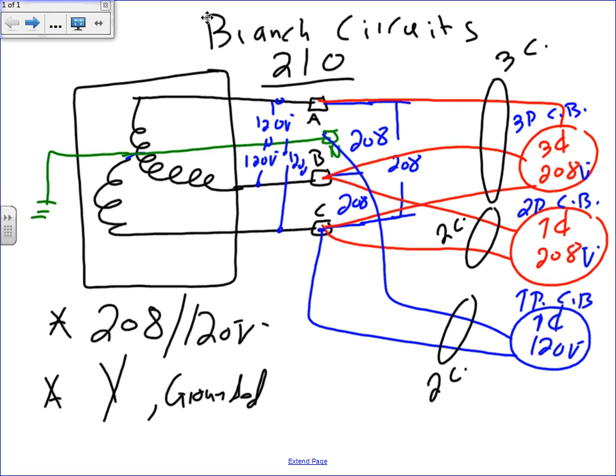So I have one branch circuit three phase, one branch circuit single phase two hots, and one branch circuit single phase one hot. Any comments, any questions? By the way, I'm not showing the panel here, but you can imagine that the service conductor is coming in to a panel and we're feeding all these loads from the panel. Could be the main panel, could be the sub panel, doesn't matter.